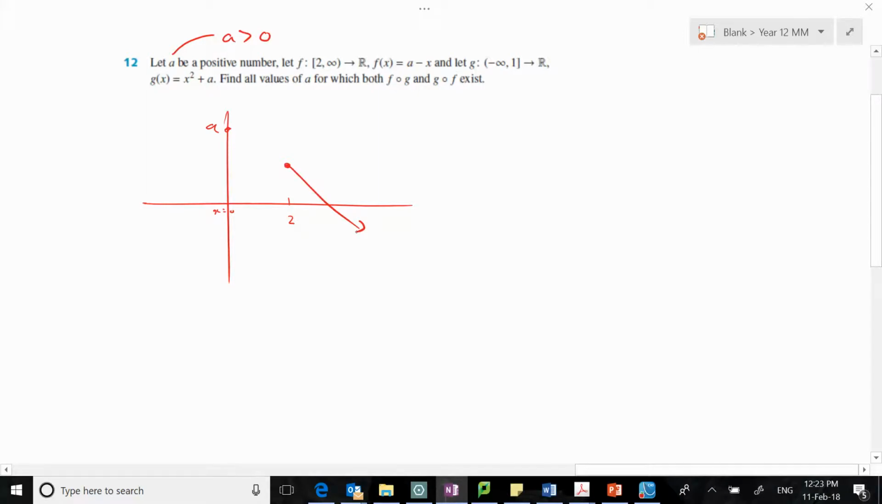The second one: let g be defined from negative infinity to 1. Another restriction, where g of x equals x squared plus a. Okay, so g of x is x squared plus a, and a is a positive value, so it has to be above the x-axis regardless. It's a quadratic, and I just made a mistake. It goes from negative infinity to 1, and it's inclusive, so it includes 1.